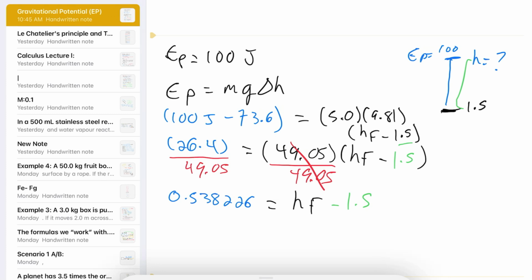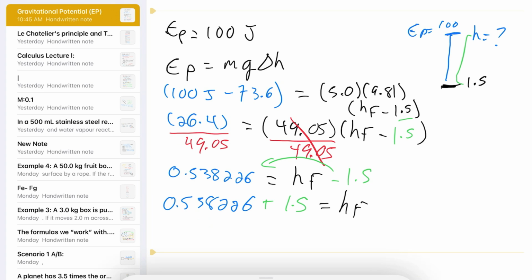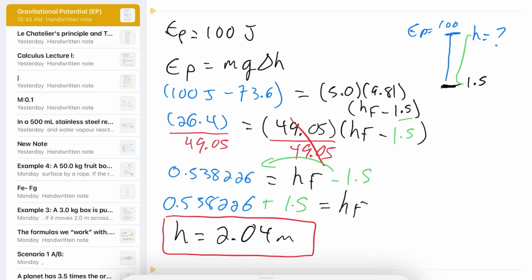Now, we're going to isolate for HF by adding 1.5 to both sides. And when we do that, we have this formula as our final isolated HF. We take that value, we add 1.5 to it, and the final height for this question must have been about 2.04 meters. And so this is a more complicated version of the potential energy.